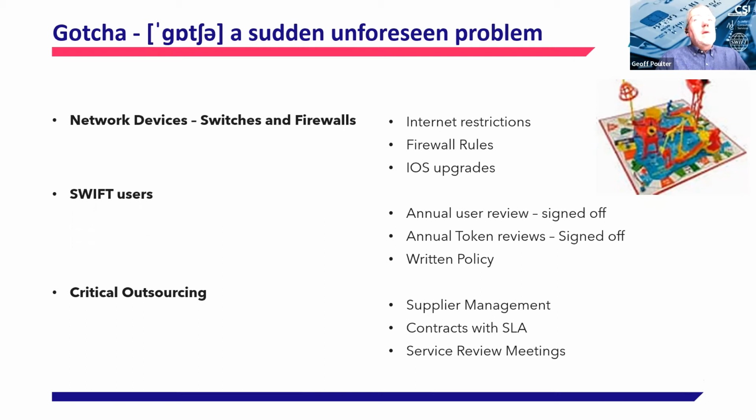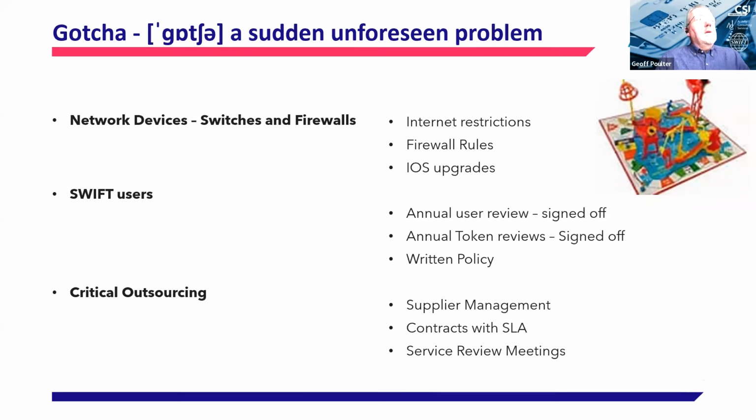For users, another area that catches people out, IT are usually very, very good, especially with the building societies, at performing user reviews on perhaps an annual basis that gets signed off, privileges checked, etc. And then it comes to the Swift users, and that bit gets forgotten about. So have an annual review of your users. If you've probably only got a handful of people, it's a simple process. Get a list, get it signed off. Do the same for tokens and have a little bit of a written policy to say this is what you do.